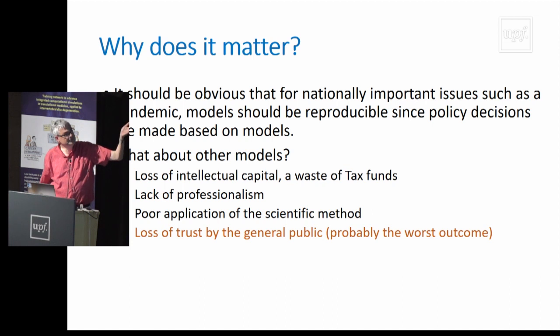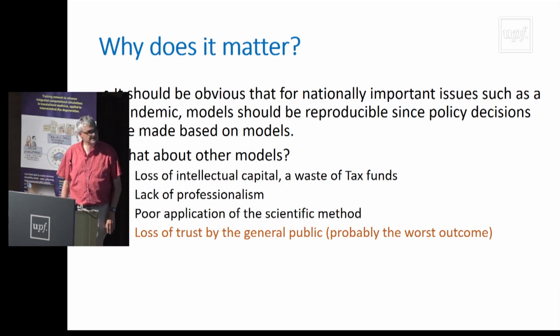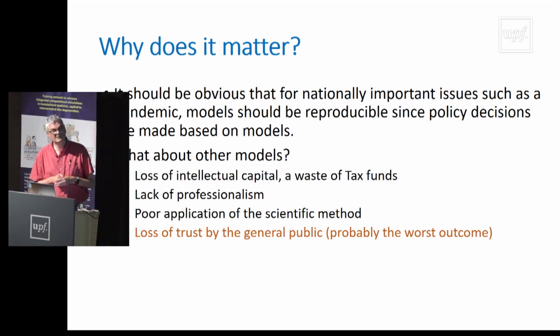But what about our academic models, right? Well, there's a loss of intellectual capital, and it really upsets me that these big kinetic models that have been published recently, you can't get them to work. It's a huge waste of tax money. It's a lack of professionalism in some respects. It's a poor application of the scientific method, of course. And I think the biggest problem, and we talked about this at dinner, I think, is a loss of trust by the general public, which is probably the worst outcome. And in America, as you probably know, we're all crazy over there.